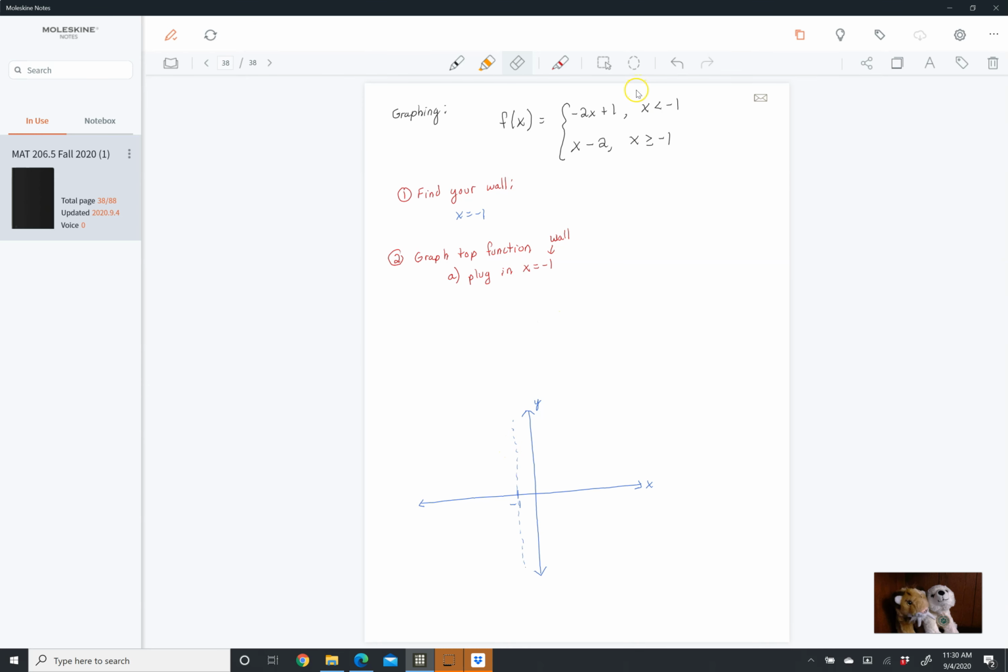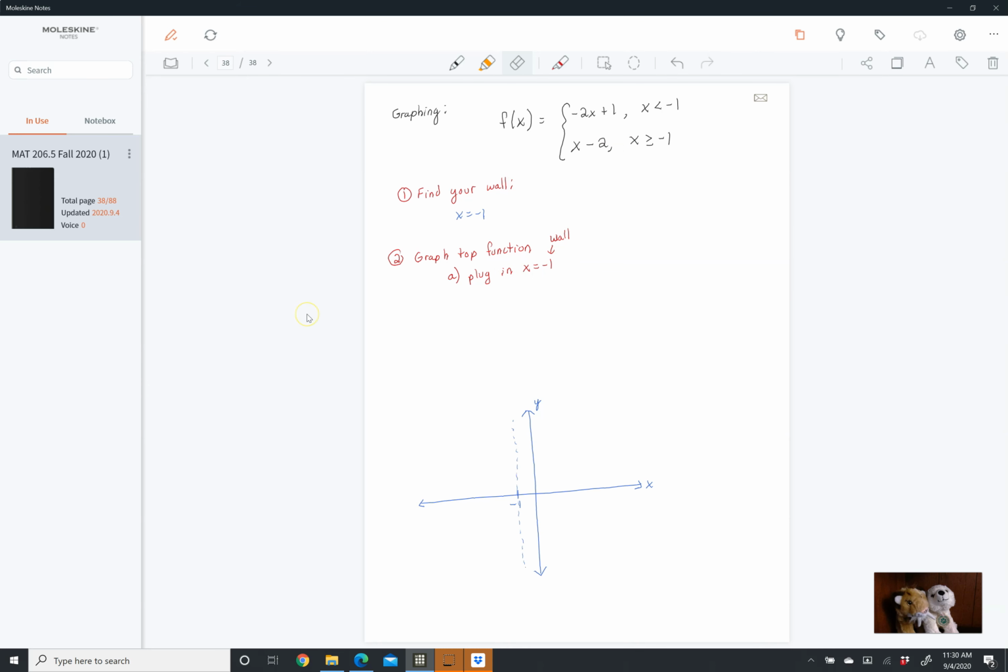Negative 1.00000001 is part of this function, but you're not going to plug in negative 1.00001. So we do this with the open and the closed dots, right? So we're going to have an open dot here because this point that we're plotting is not included, okay? You'll see what I mean in a second.